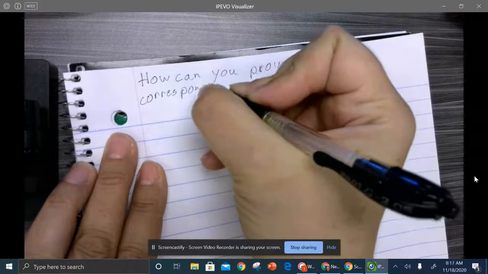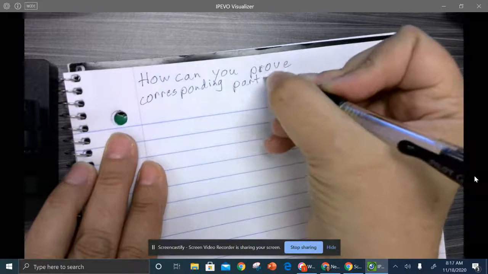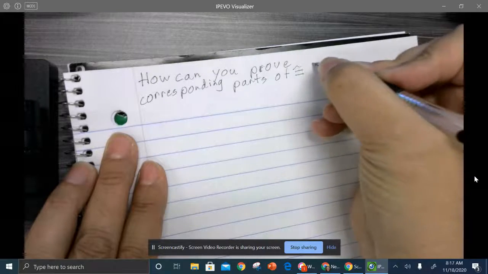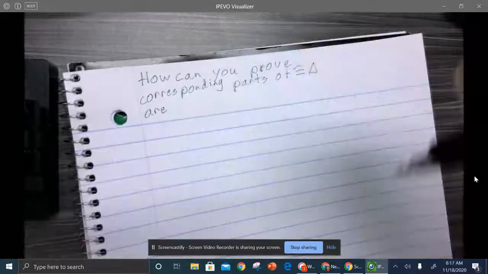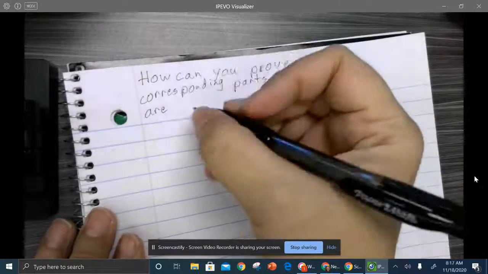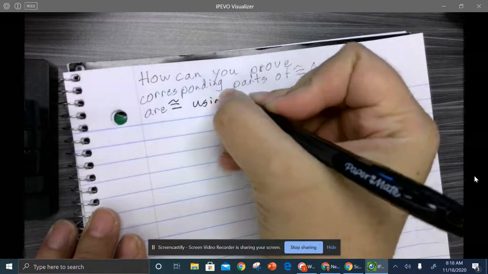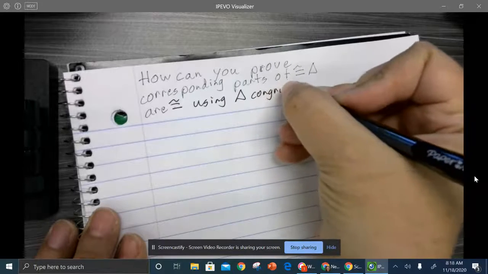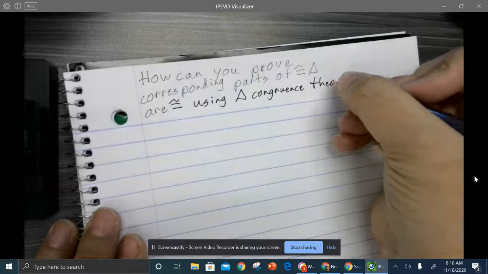How can you prove corresponding parts of congruent triangles are congruent? I need to get it from pen. Using the triangle congruence theorems.